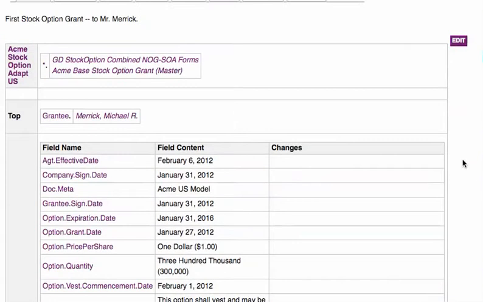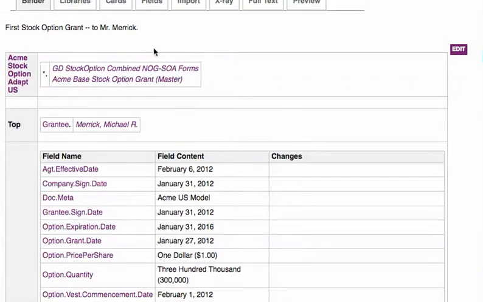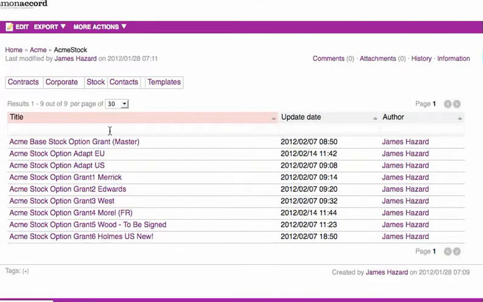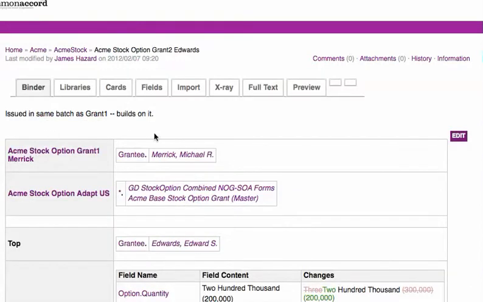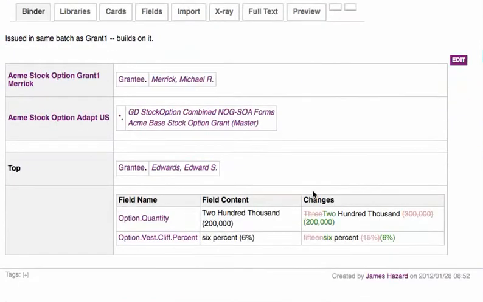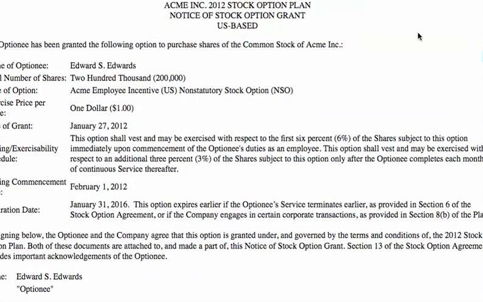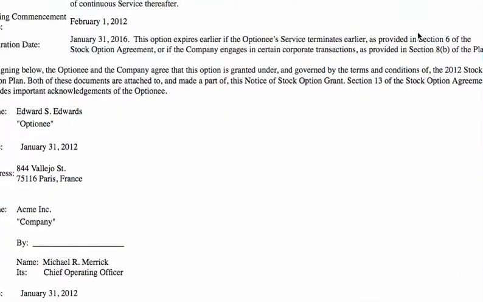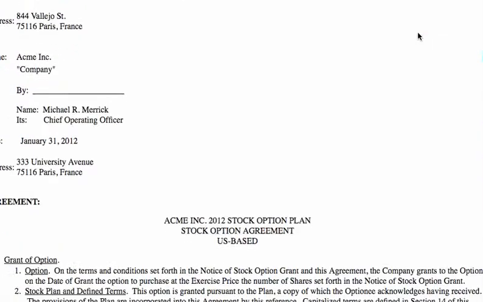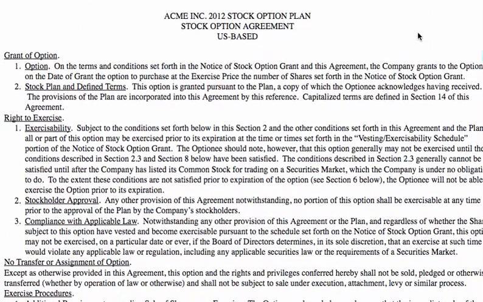So that's Merrick, and now the co-founder is Edwards, and we see that Edwards again is based on it, but Edwards has Merrick's deal, except that Edwards has a different cliff percentage. And in each case, we can look at the full document as fully rendered. So this is the notice of option, and then we have the actual stock option agreement.